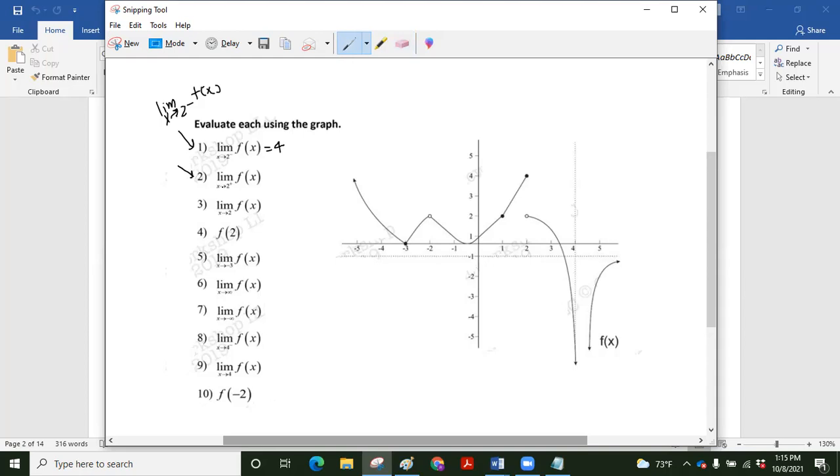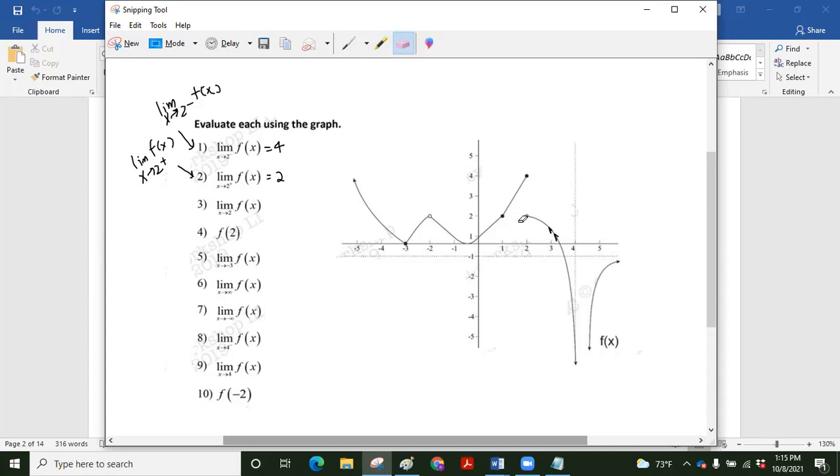This one is asking the limit as x approaches 2 from the right of f of x. So we're trying to find 2, which we have. And as we come in from the right of 2, we are essentially approaching a y value of 2. So in this case, our y value is 2. So the limit as x approaches 2 from the left was 4, and the limit as x approaches 2 from the right was 2.